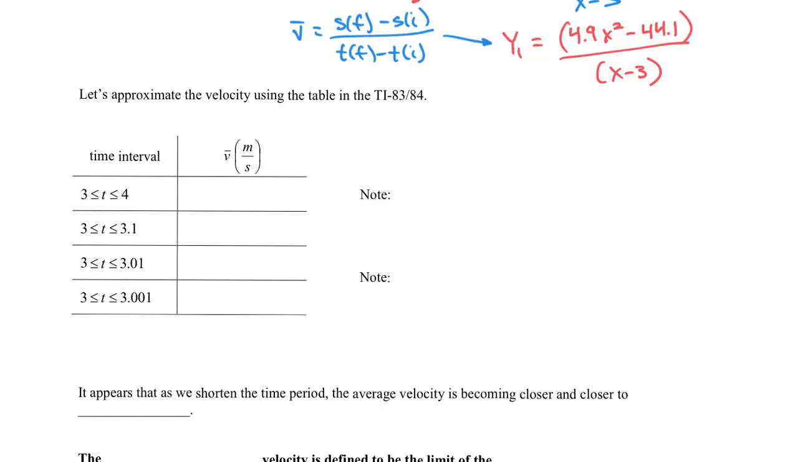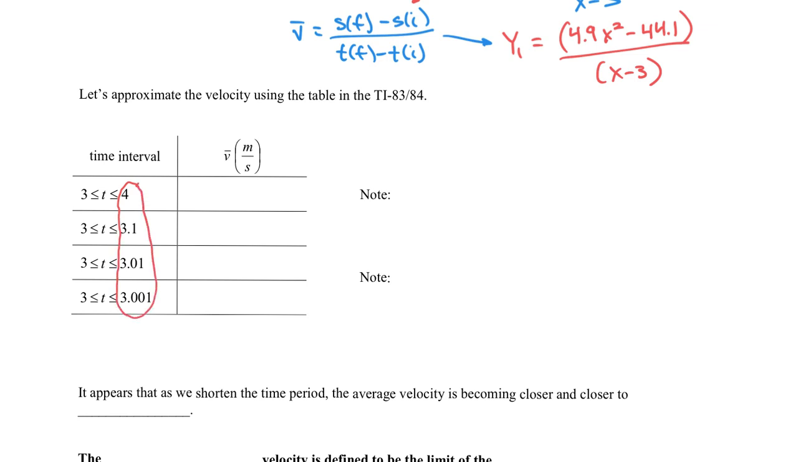So what we want to do now is, like before, put this in the graphing calculator for y1, and then we want to go to the table. And when we look at the table, just keep in mind these are initial times. So our final times are these.